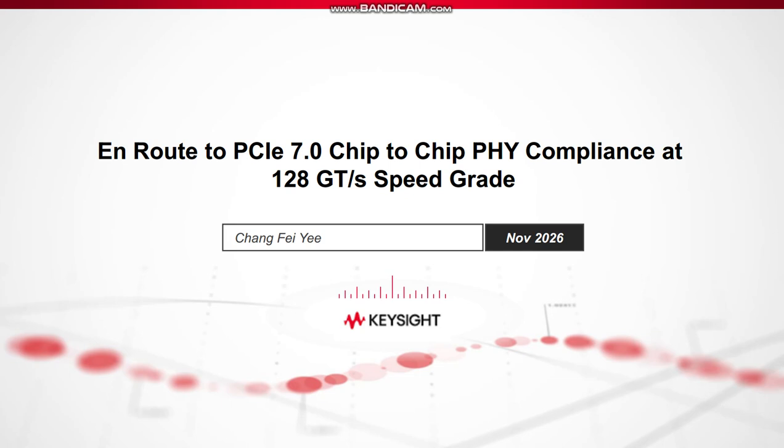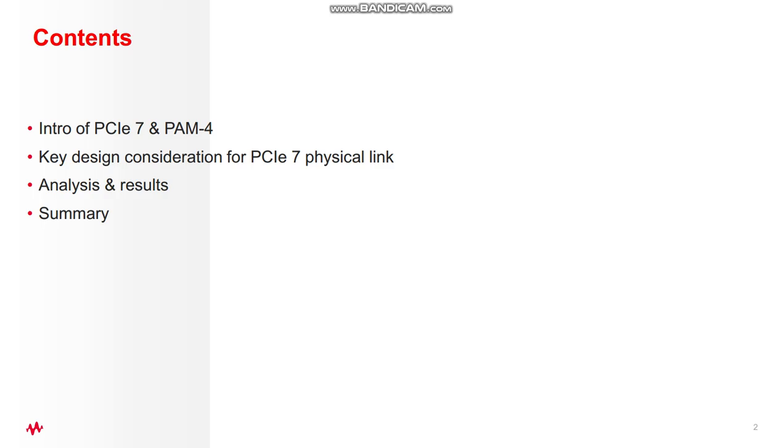The title of my presentation today is En route to PCIe 7 chip-to-chip PHY compliance at 128 gigatransfer or gigabit per second speed rate. Content of sharing today is the intro of PCIe 7 and PAM4 and key design consideration for PCIe 7 physical link or PHY. Next, analysis and result, and then wrap up with a summary.